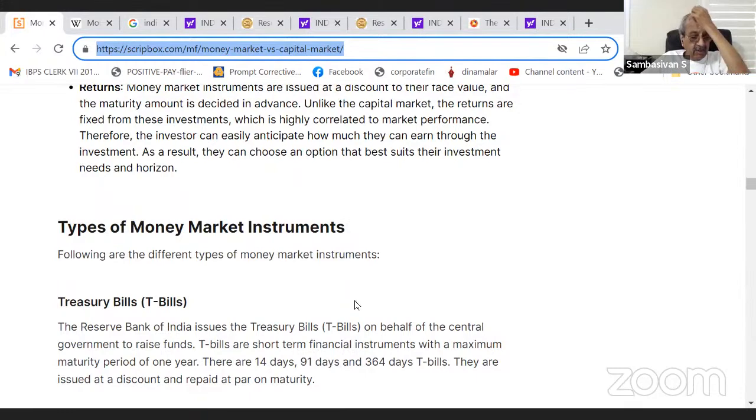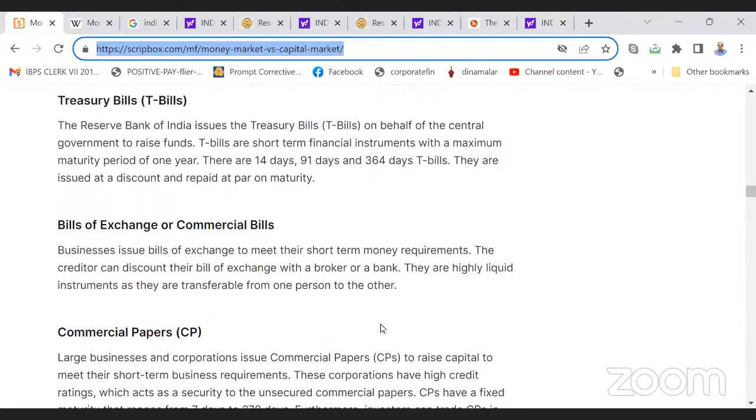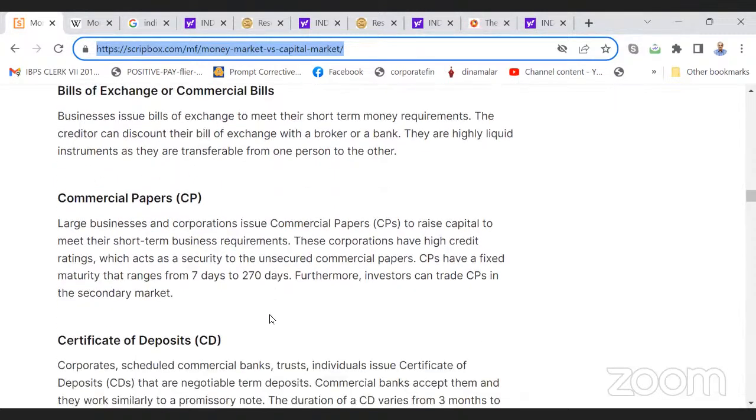Next is our Porkodi. Porkodi, bill of exchange. Yes, sir. Bills of exchange are commercial bills. Businesses issue bills of exchange to meet their short-term money requirements. The creditor can discount their bill of exchange with a broker or a bank. They are highly liquid instruments as they are transferable from one person to another. Commercial papers. Large businesses and corporations issue commercial papers to raise capital to meet their short-term business requirements. These corporations have high credit ratings, which act as a security to the unsecured commercial papers. Commercial papers have a fixed maturity that ranges from 7 days to 270 days. Furthermore, investors can trade commercial papers in the secondary market.